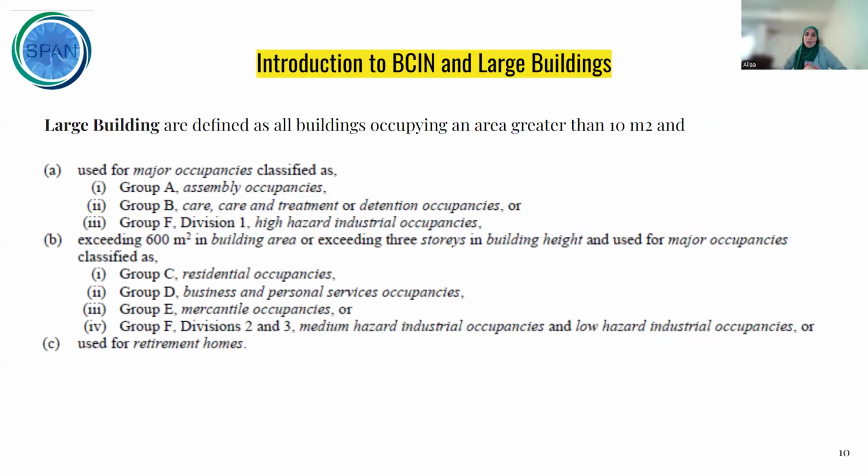What is a large building? Large buildings are defined as all buildings occupying an area greater than 10 square meters and first, used for major occupancy classified as Group A, assembly, Group B, care and care treatment, Group F1, high hazard industrial occupancy, or a building which exceeds 600 square meters in building area, or exceeds 3 stories in building height and is used for occupancy classified as Group C, residential, Group D, business and personal services, Group E, mercantile occupancy, or Group F2 and F3 for medium and low hazard industrial, or used for retirement homes.